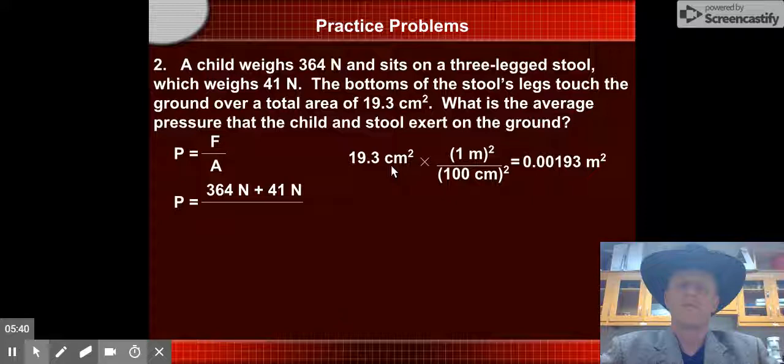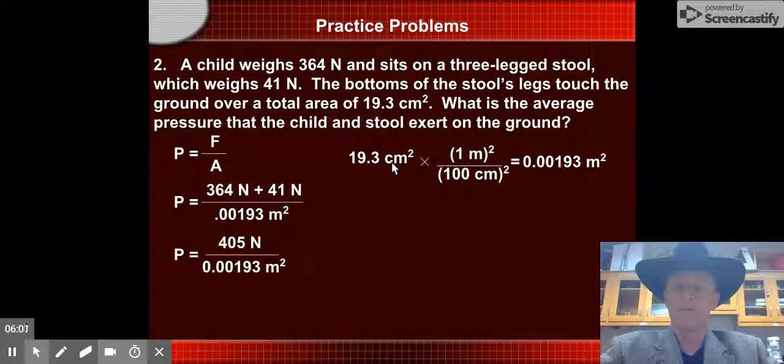So we have to divide this by a 1 with 4 zeros, or move it over normally 2 if it's just centimeters, but not centimeters squared. We got to move it over 4, which is 0.00193. So basically, centimeters squared, you divide it by 100 twice. So that will be our area. And now all we have to do is divide the two: 405 divided by that area to get our pascals.